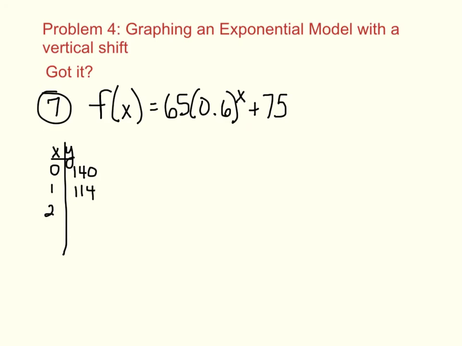Notice that this is going down. Why is this going down? Because your base is 0.6. And every time you multiply 0.6 by itself, it gets smaller. Plug in 2. 0.6 times 0.6, that's to the second power, times 65 plus 75, that gives me 98.4. Let's do one more. 3. 0.6 times 0.6 times 0.6 times 65 plus 75 gives me 89.04.